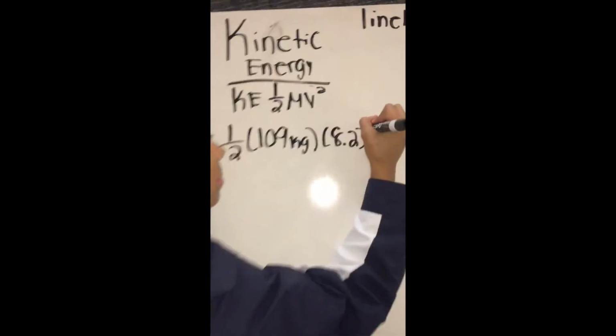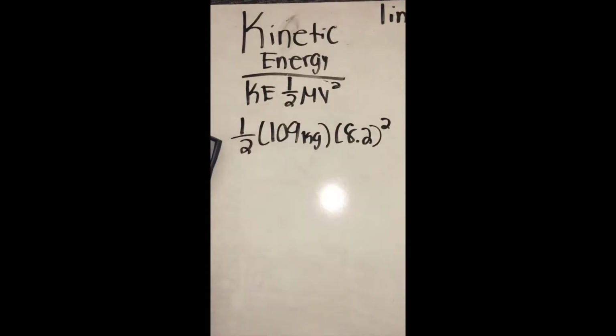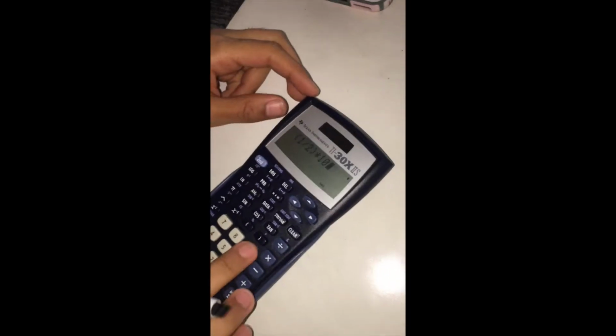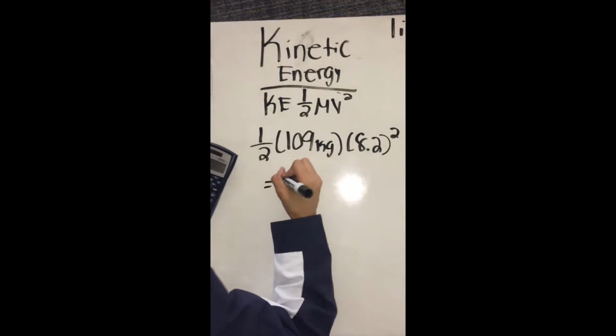Oh, square. Don't be like me. Okay. 1/2 times 109 times 8.2 squared. And it gave us this big number that I can't say.